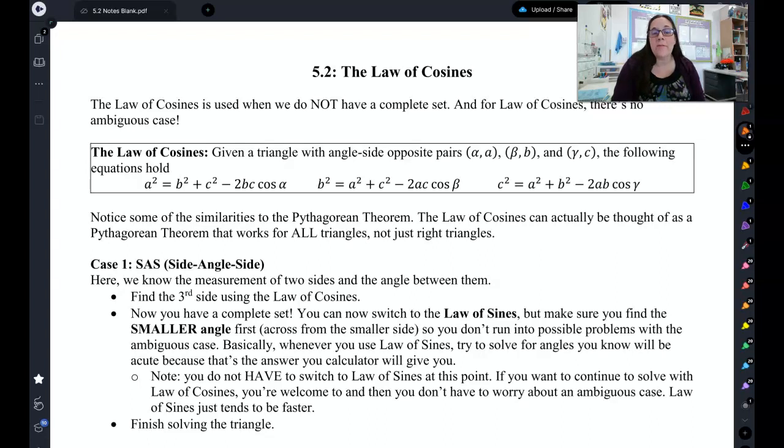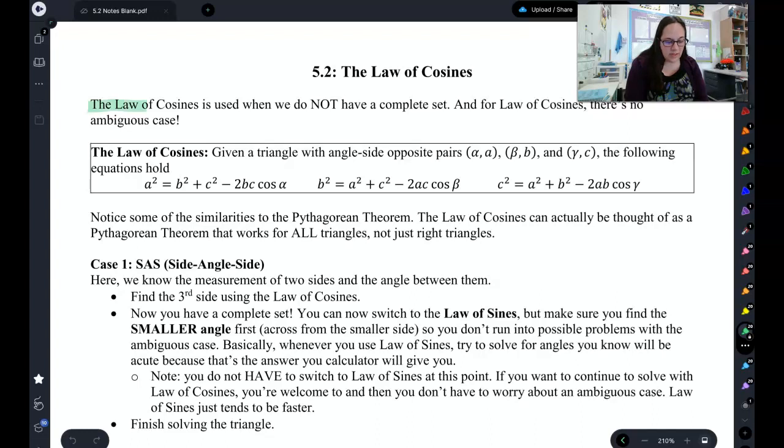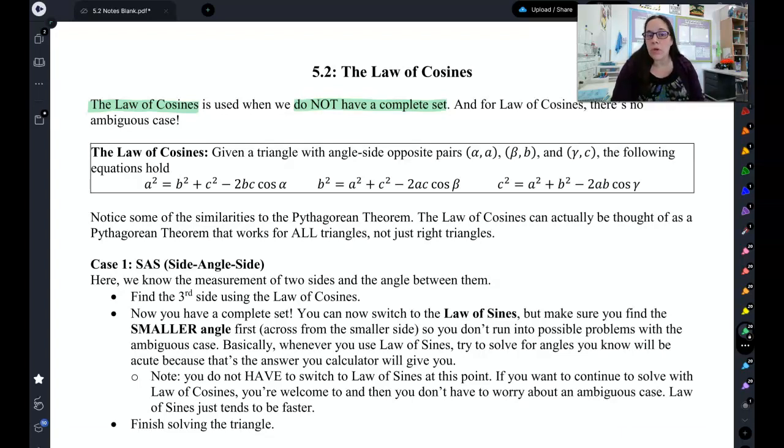Let's talk about the law of cosines. The law of cosines is used when you do not have a complete set. So if you have a complete set, or you can use your 180 rule to find a complete set without too much trouble, use the law of sines. As a general rule, law of sines is way faster to solve than law of cosines. So if you have a complete set, use law of sines. It's faster. If you do not have a complete set, that's where you have to use law of cosines.